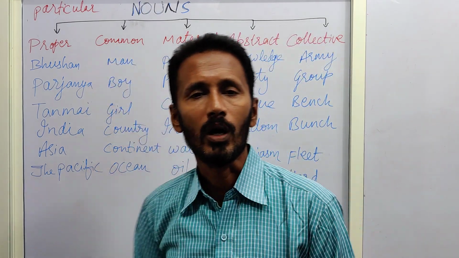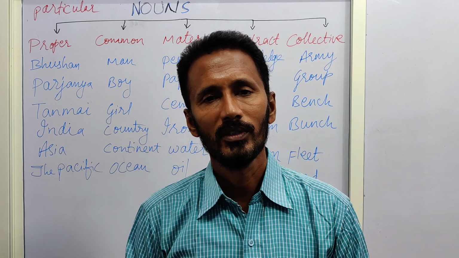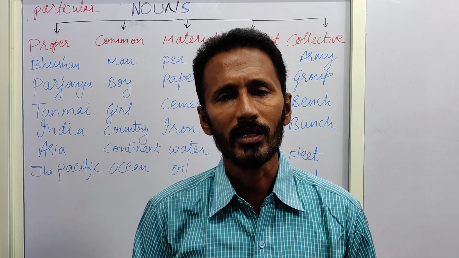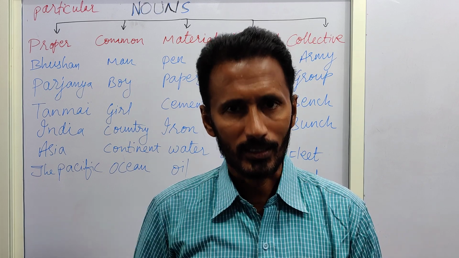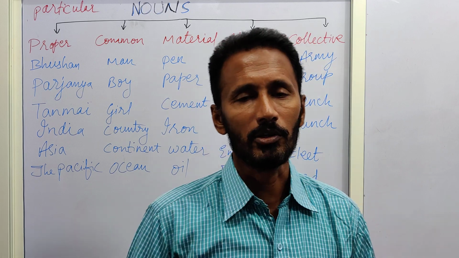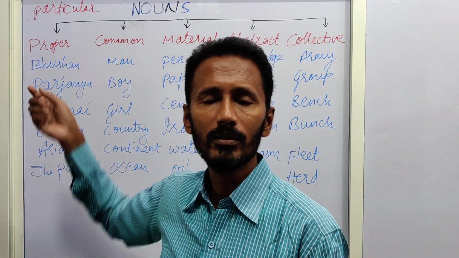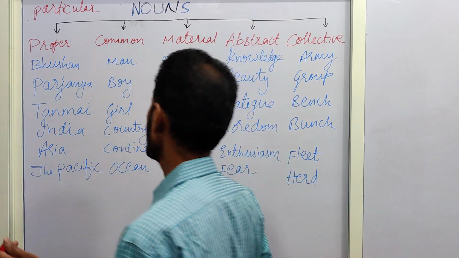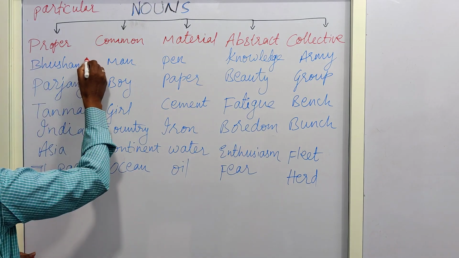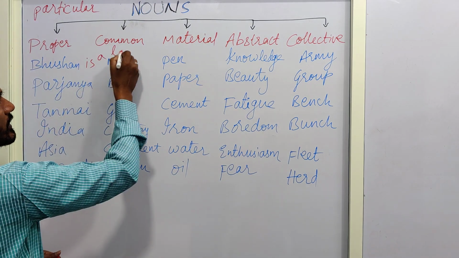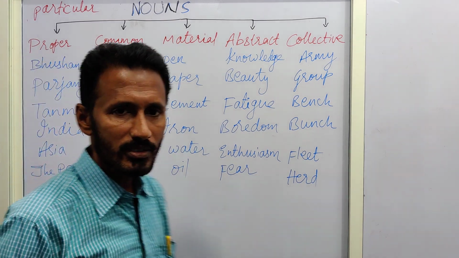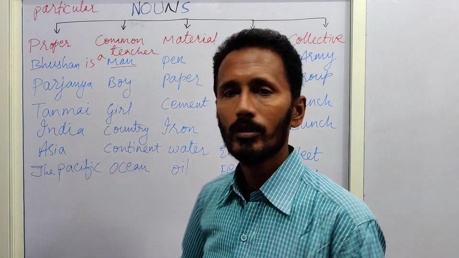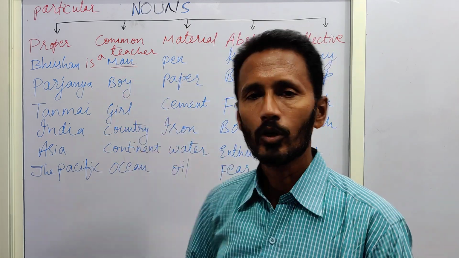Okay, now coming to common noun. What is meant by common noun? The name given to any person or any place or anything in common is called a common noun. Let us take the same example into consideration. Bhushan is a man. Bhushan is a teacher. So in this sentence, Bhushan is called proper noun. Man is called common noun. Teacher is called common noun.